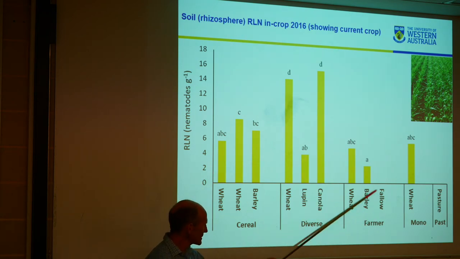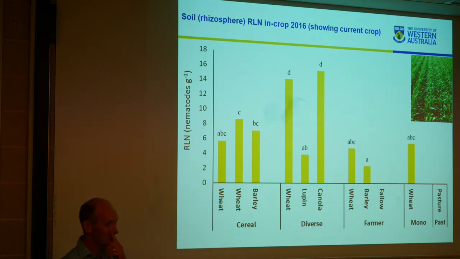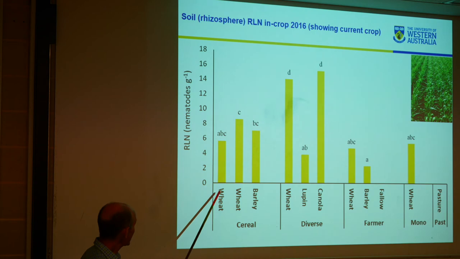You can see in this farmer, you know, how effective that system is with the fallow in there. And then we've got moderately high levels with the continuous cereal and the monoculture.